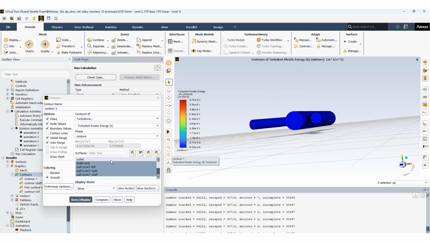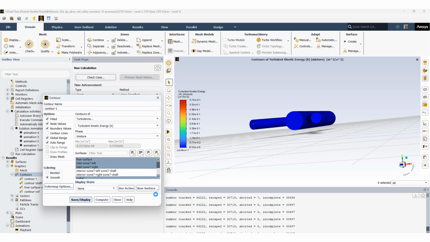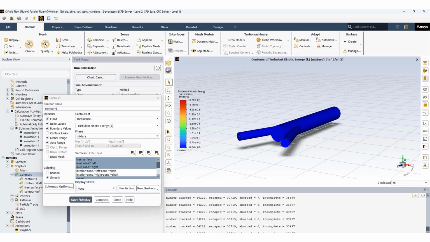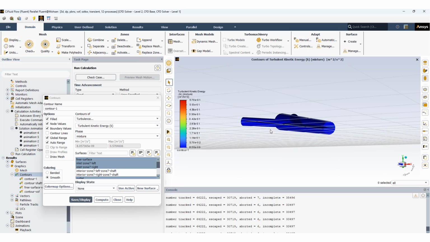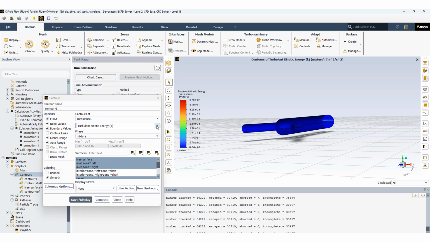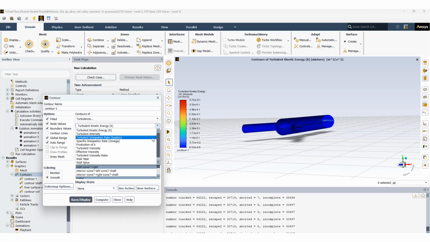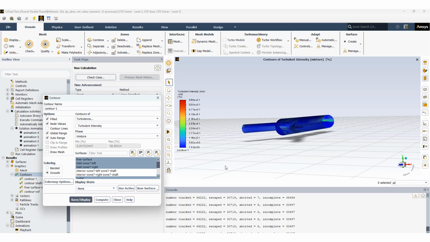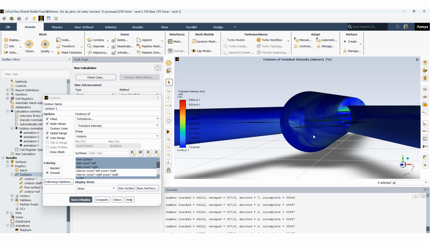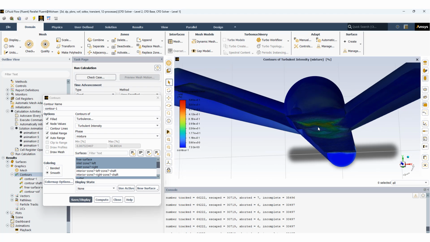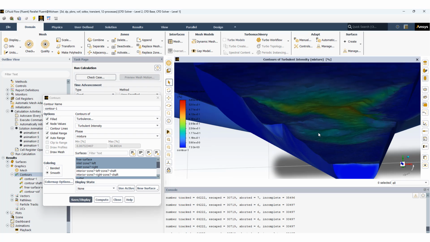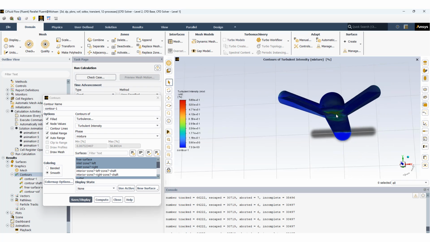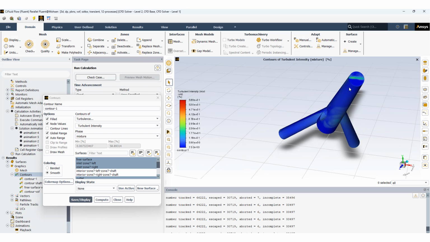Okay, we can check the free surface as well. This is to see what's going on inside. This is for turbulence energy, for intensity. You can see here more intensification in the turbulence of the water, because of the interaction of the incoming streams from these two branches, and also at the outlet, because of the outgoing flow.